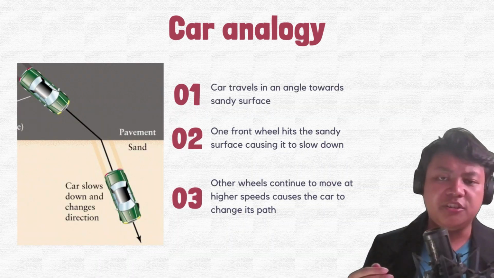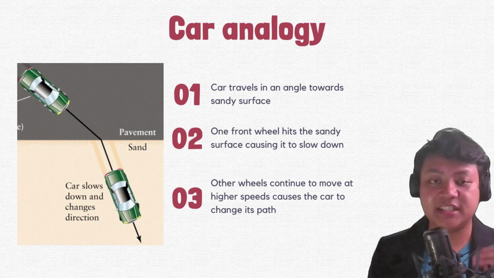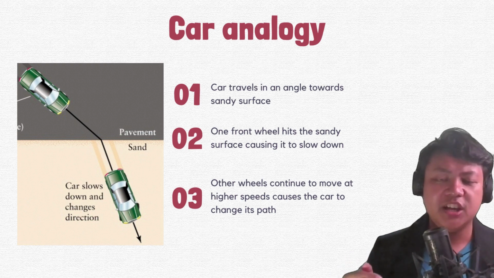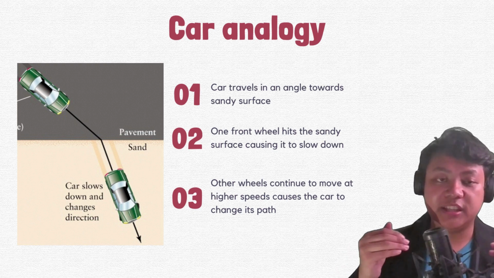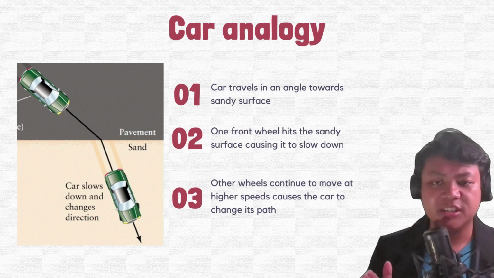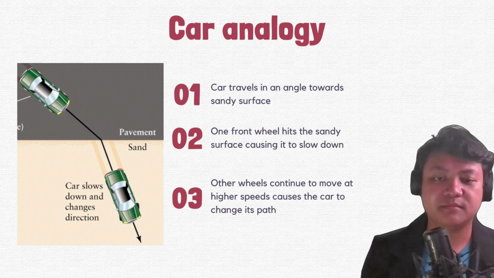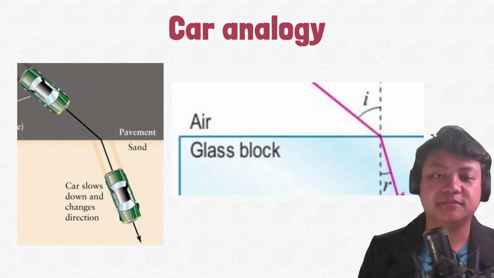From the car analogy, you can see that a car travels at an angle towards a sandy surface, and one front wheel hits the sandy surface, causing it to slow down, but the other wheel keeps on going at the fast rate, and due to that, the car actually turns when it changes from pavement to sand. It also happens in the same way for light.